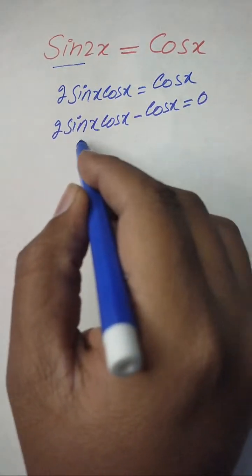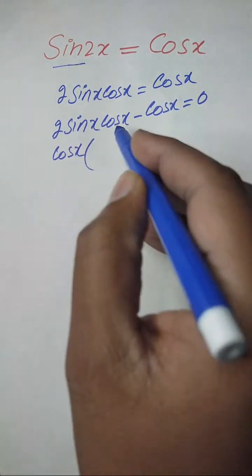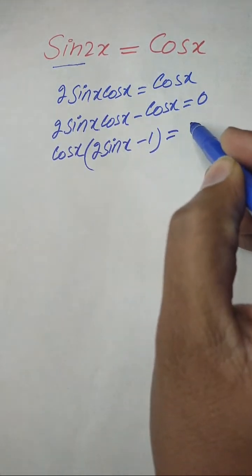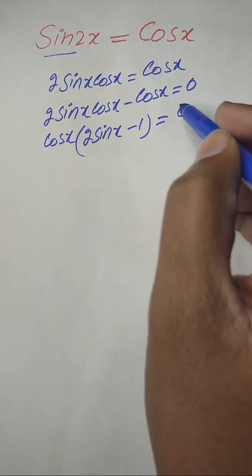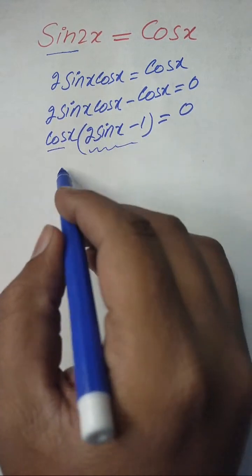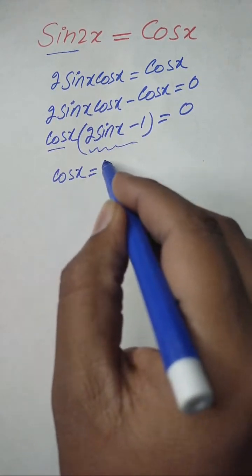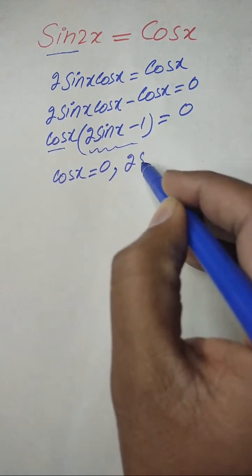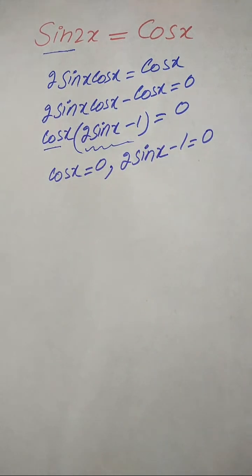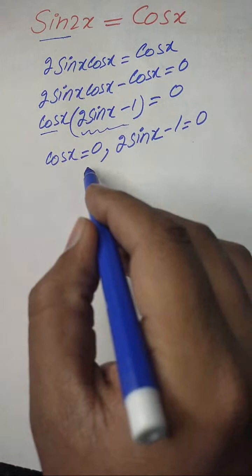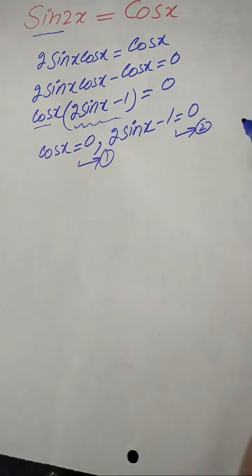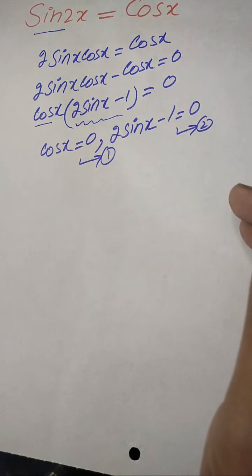And after that we take cos x common from both of the terms, and we will get cos x times (2 sin x minus 1) is equal to 0. After that we set both of the terms equal to 0, and we will write it as cos x is equal to 0 and 2 sin x minus 1 is equal to 0. Here we get two equations, this is 1 and this is 2. We solve both of the equations separately.